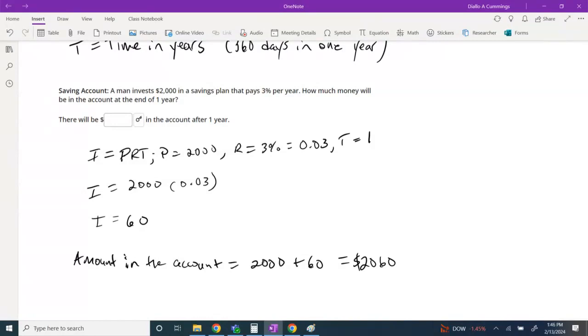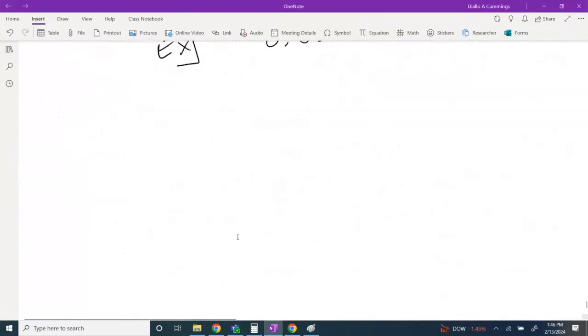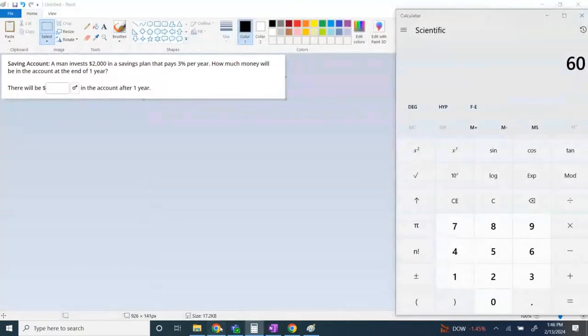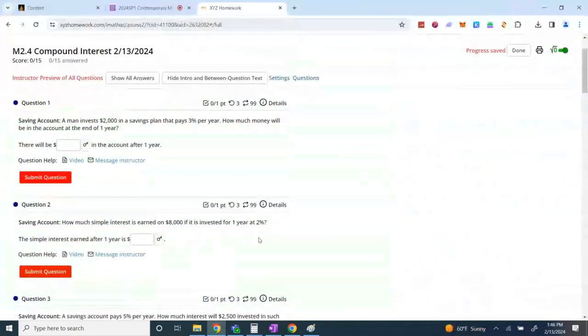So keep in mind what the problems are asking you for. Some of the problems only ask for the interest. Other problems like this one, they want the entire amount that's in the account. All right, any questions about that first example? Okay, let's look at another example.